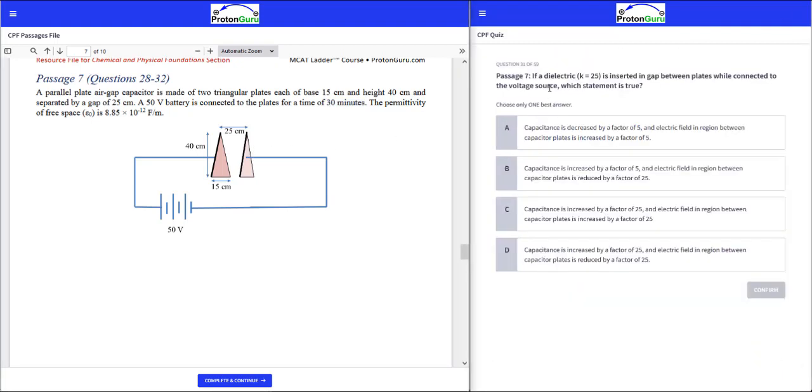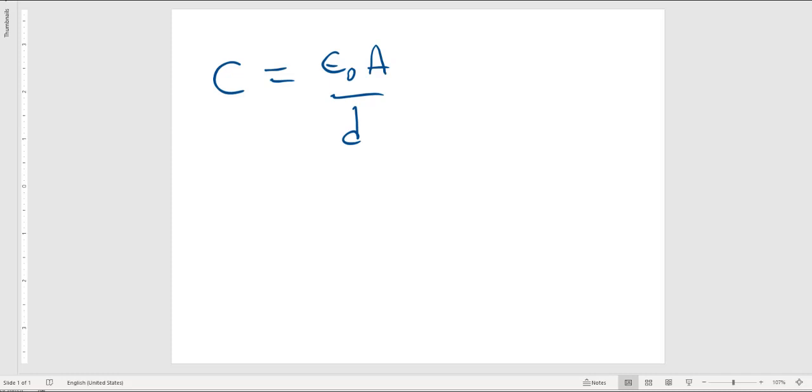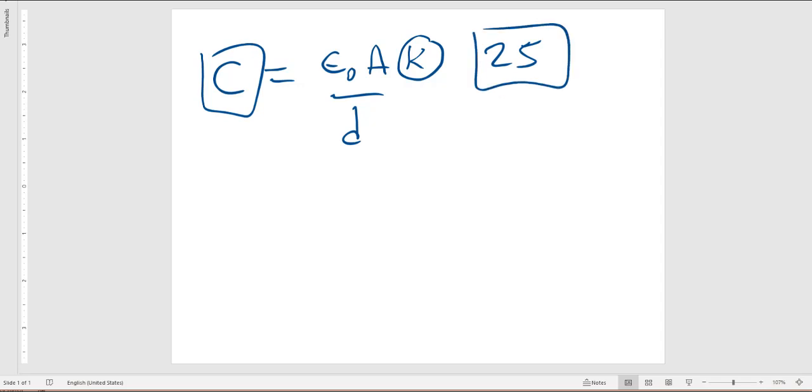So this question is saying, if a dielectric with kappa equals 25 is inserted in the gap between the plates while everything else is still connected how they mentioned, which statement is true? Well, just quickly, if we look back at the equation we already needed to solve an earlier part of this problem, this is the case for this air gap capacitor. But if you put a dielectric in between, you have to multiply by kappa. Here, our dielectric is equal to 25. So we'll actually be multiplying the capacitance by a factor of 25. So if we know the equations just very quickly, we can figure out what type of answer we're looking for.